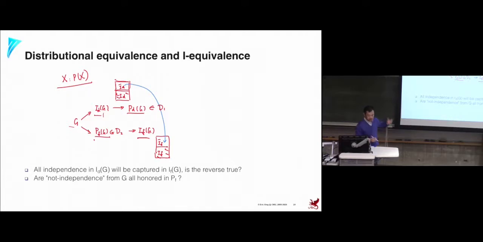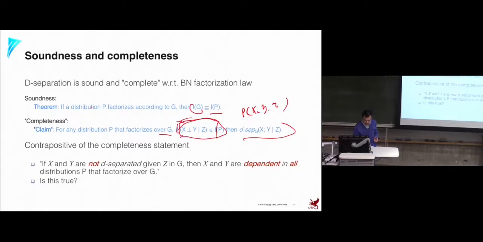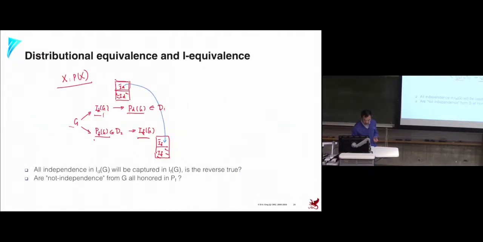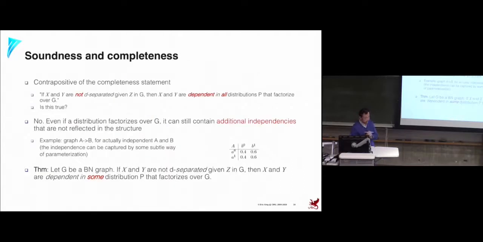So the previous statement in here was really asking, are these two sets equivalent or not? It's a little bit harder to ask. What the contrapositive is saying is that if something is not d-separated in here, are they always not independent in the distribution or not? Okay, so I'm not going to dive too deep into that, but you can guess the answer already, right? It is not always the case.